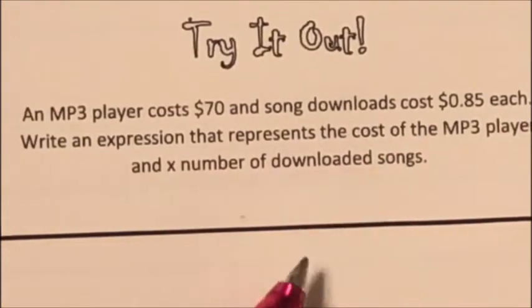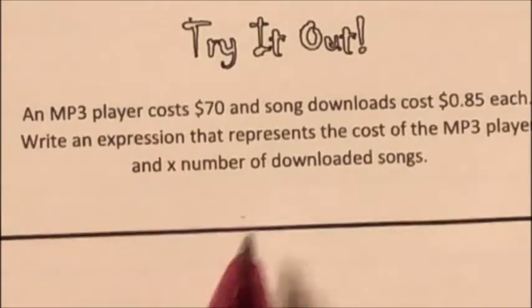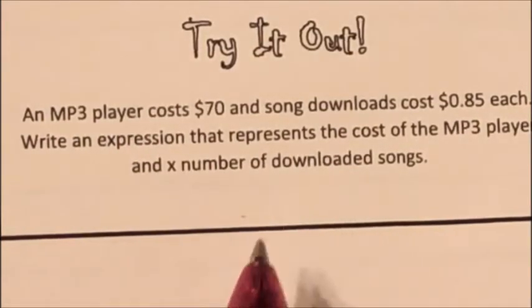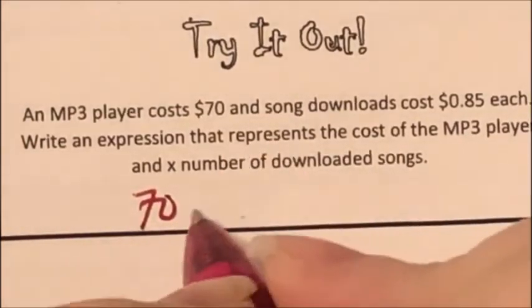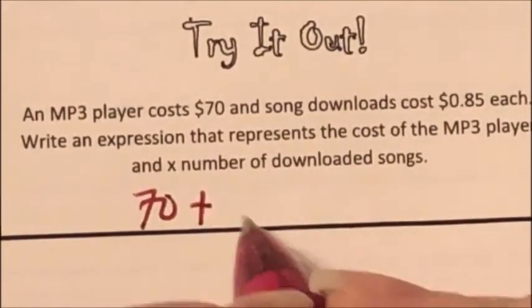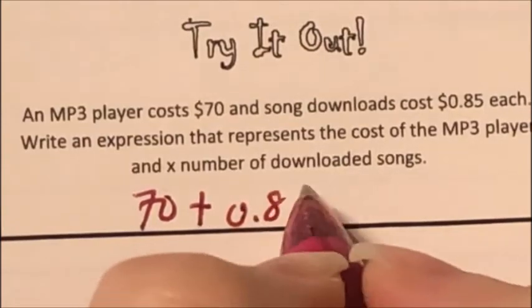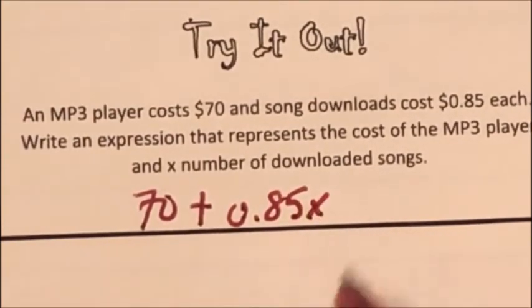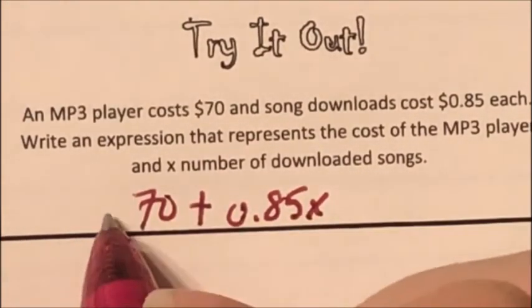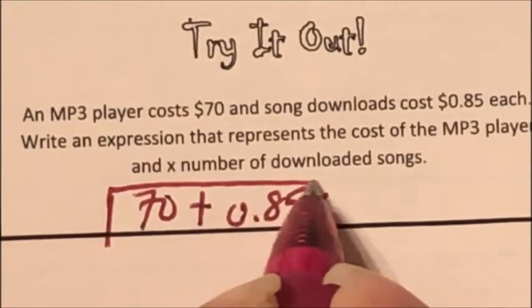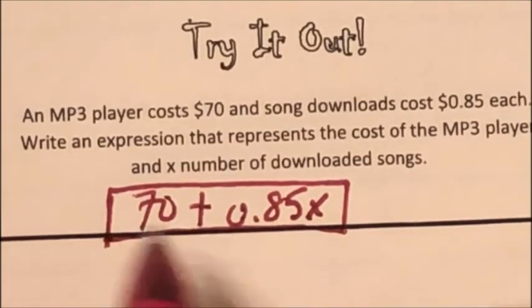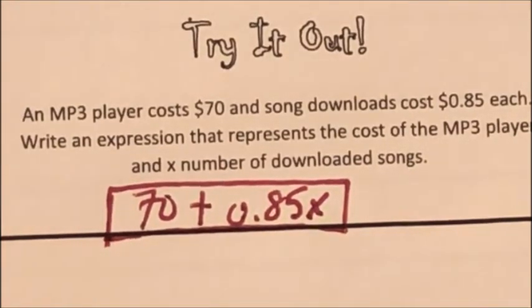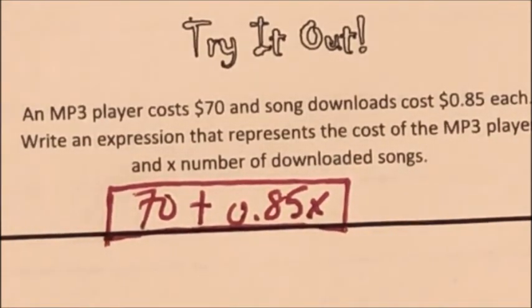So, I'm going to let x represent the number of downloaded songs. So, I start with $70, because that's the cost of the MP3 player, plus 85 cents per song. So, this is my expression: 70 plus 0.85x. And that is the end of lesson 1.